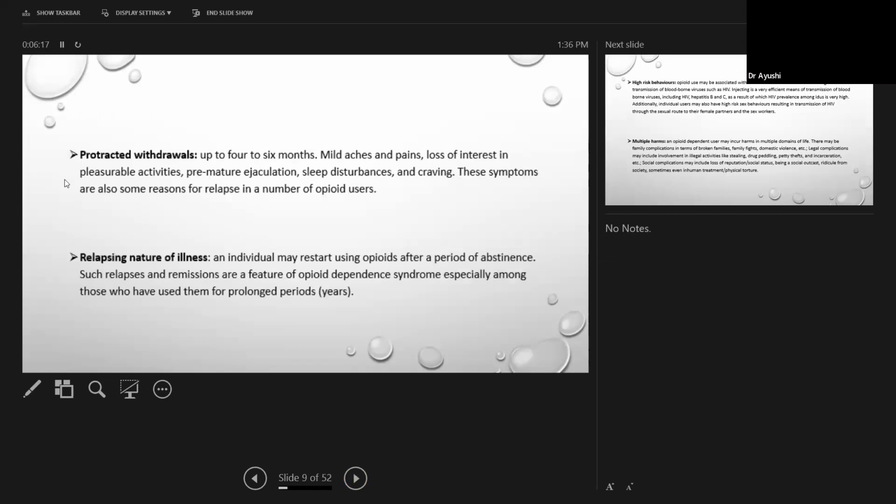Then there is protracted withdrawal, which lasts up to 4 to 6 months. There are mild aches and pains, loss of interest in pleasurable activities, premature ejaculation, sleep disturbances, and craving. These symptoms are also reasons for relapse in a number of opioid users. Then there is the relapsing nature of the illness. An individual may restart using opioids after a period of abstinence. Such relapses and remissions are a feature of opioid dependence syndrome, especially among those who have used opioids for prolonged periods, that is years.